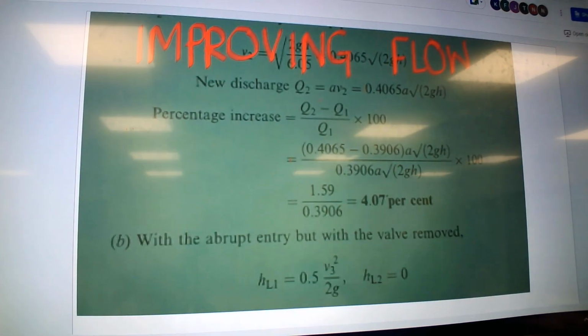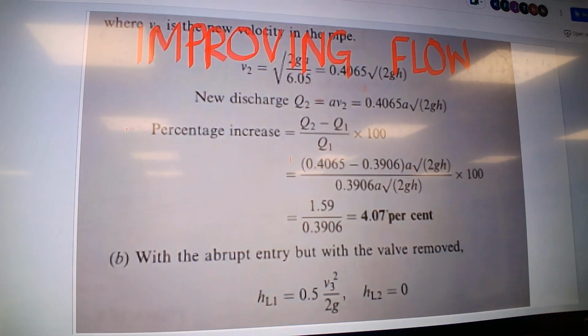Okay. Now if the entry is abrupt but with the valve removed, we got 0.5 V3 squared over 2G.